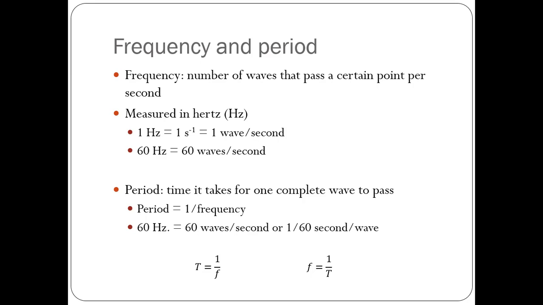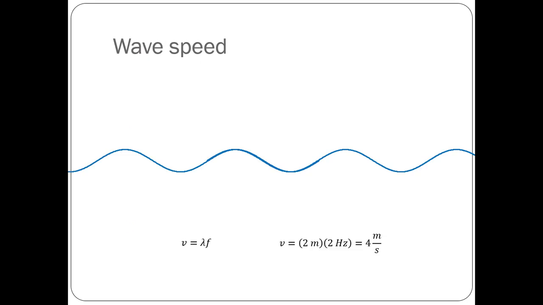Period is the time it takes for one complete wave to pass by a location. Again, period is the inverse of frequency. So if you have 60 hertz or 60 waves per second, that means it's a 60th of a second per wave. If period is 1 over frequency, frequency is 1 over period. That relationship works for waves as well as our simple harmonic motion.